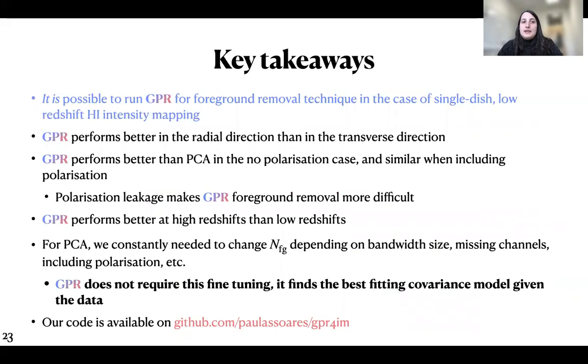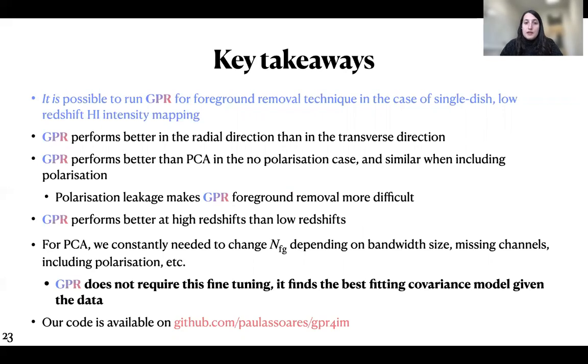So the key takeaway here is that it is indeed possible to run GPR as a foreground removal technique in the case of single dish, low redshift, H1 intensity mapping. So for example, for large scale structure surveys, and we find that GPR performs better in the radial direction than in the transverse direction. And it also performs better in the absence of polarization leakage, and polarization leakage seems to make GPR foreground removal more difficult. It's also interesting to note GPR performs better at high redshifts than at low redshifts.